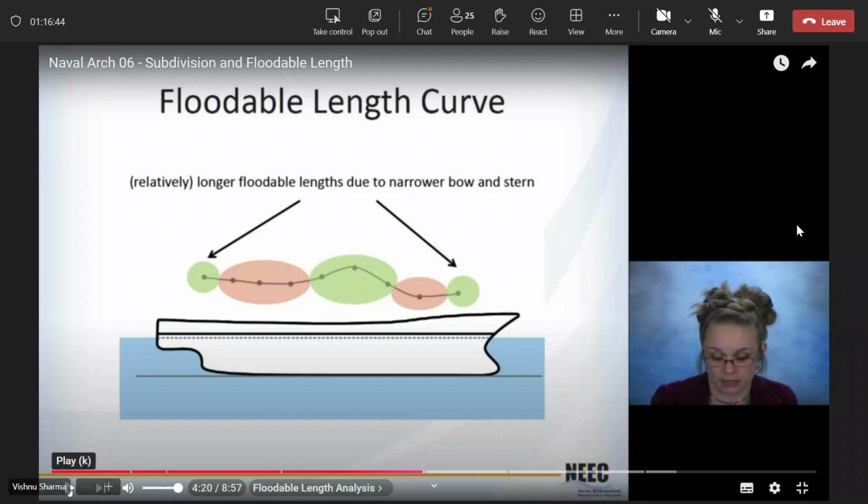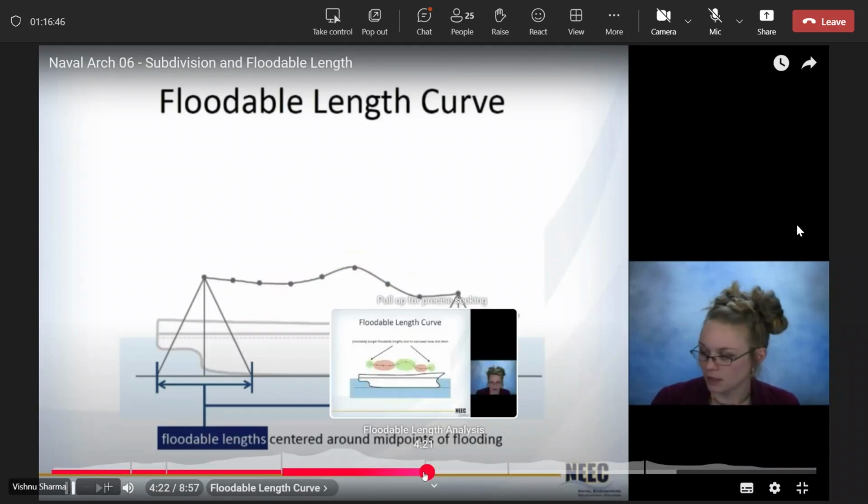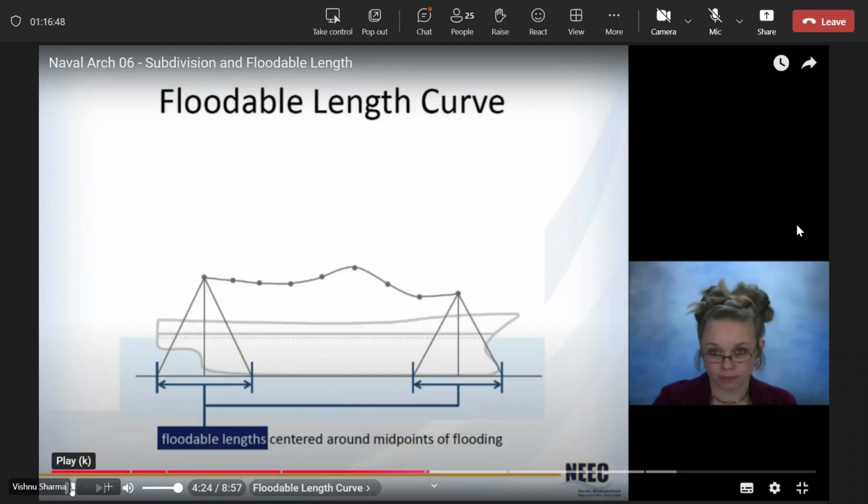You can get away with a longer length. Okay. Now so this one. Okay, now where the bulkheads come. The floodable length curve.